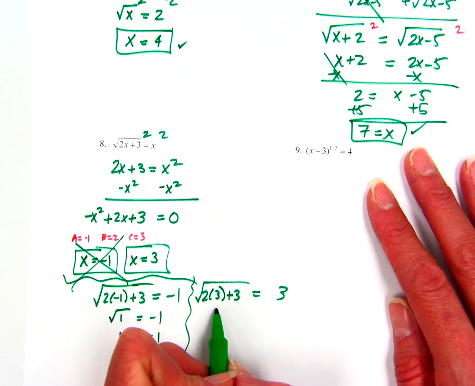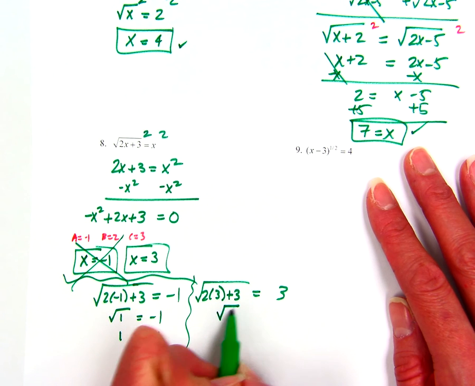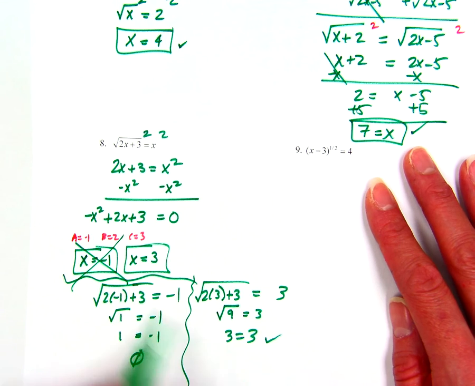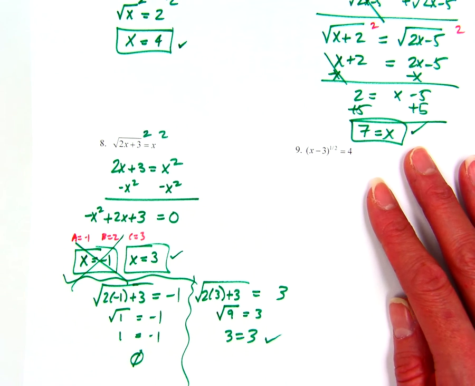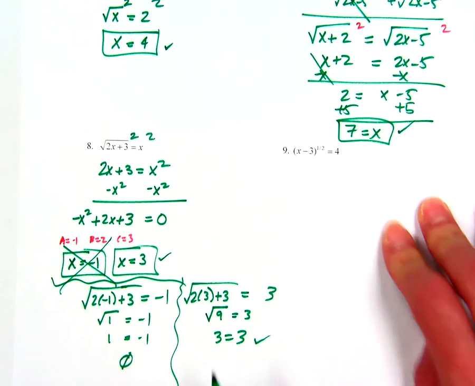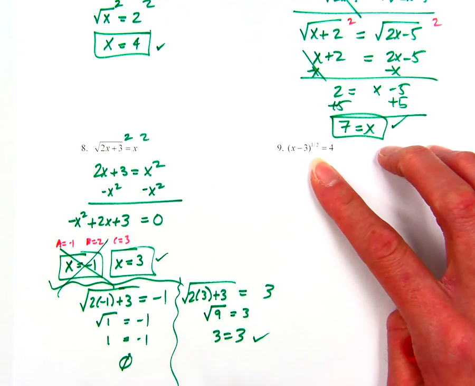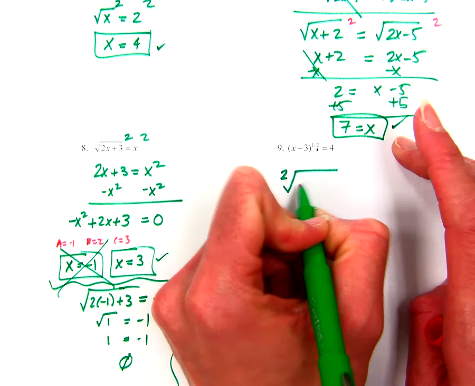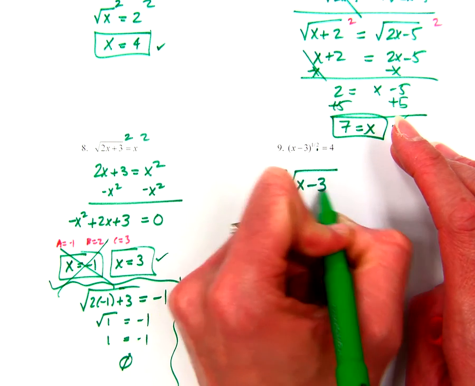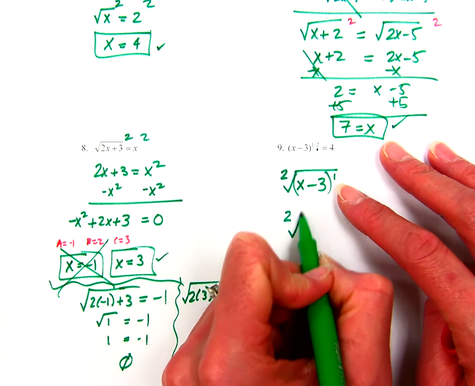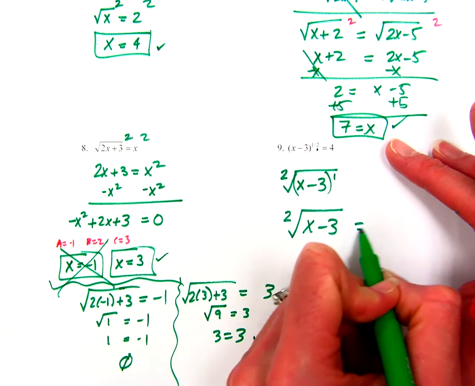This one, 2 times 3 is 6, 6 plus 3 is 9. Square root of 9 is 3. So 3 does equal 3, so that's good. So this answer works. This would be an example where you have an extraneous solution. All right, last problem. I have this fractional exponent. So we always look at our index, our denominator, and rewrite it as the square root of x minus 3 to the first, which anything to the first power is just the square root of x minus 3.